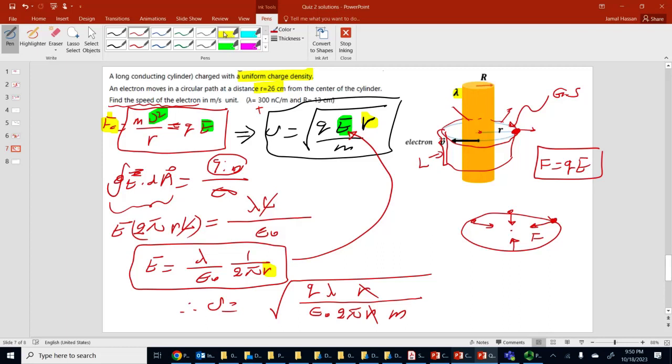Okay, let's see which is which. This is charge of electron, 1.6 10 to the power minus 19, right? Lambda is given. Epsilon naught, 8.85 10 to the power minus 12. 2 pi, and M is the mass of electron. Also, the question should give you that. So this is 9.1 10 to the power minus 31. Okay, this Q is 1.6 10 to the power minus 19, and you have lambda, you have everything, so you could find the value of velocity.